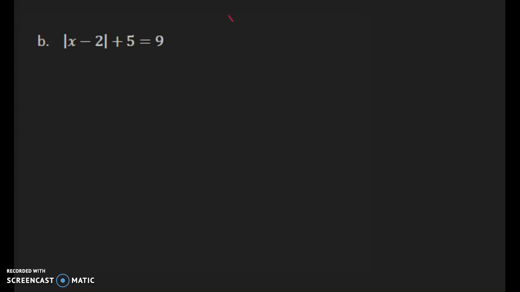All right, so when I did this, I got x equals 6 and x equals -2. Let's go ahead and see how. First off, I need to get this set of absolute value bars by itself. So I'm going to subtract the 5 from both sides. That leaves me with absolute value of x minus 2 equals 4.